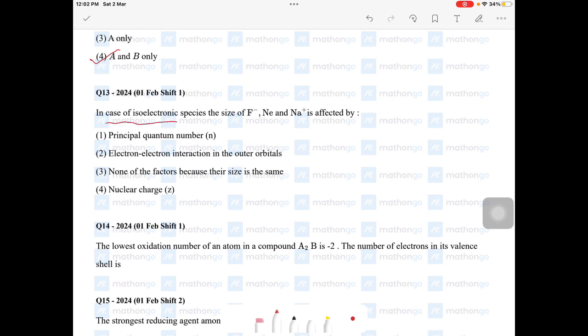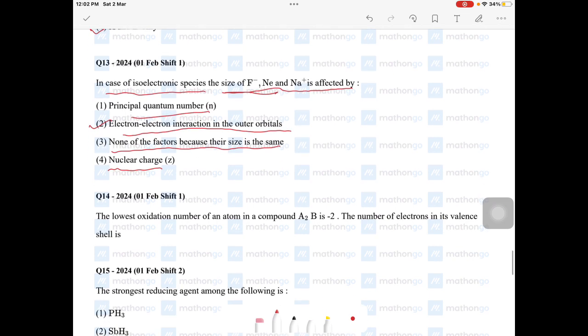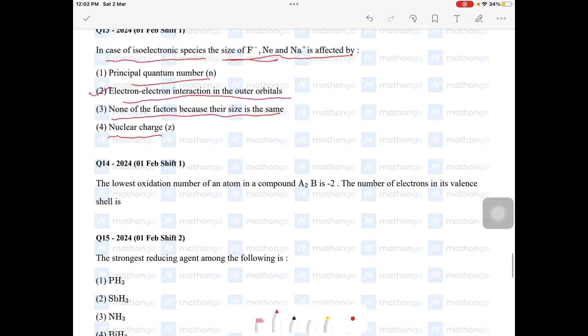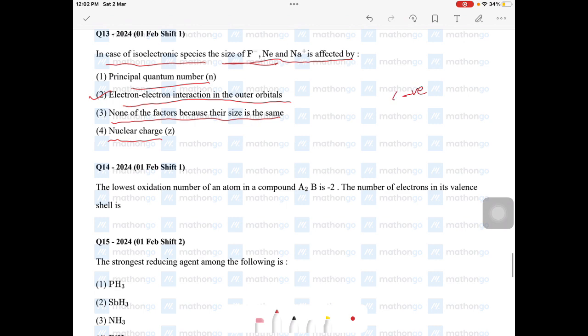In case of isoelectronic species, the size of fluorine anion, neon and Na plus is affected by principal quantum number, electron-electron interaction in the outer orbital, or nuclear charge. None of the factors because of the same nuclear charge. So here, due to electron-electron interaction in the outer orbitals, the size varies. Negative is more than neutral, then positive.